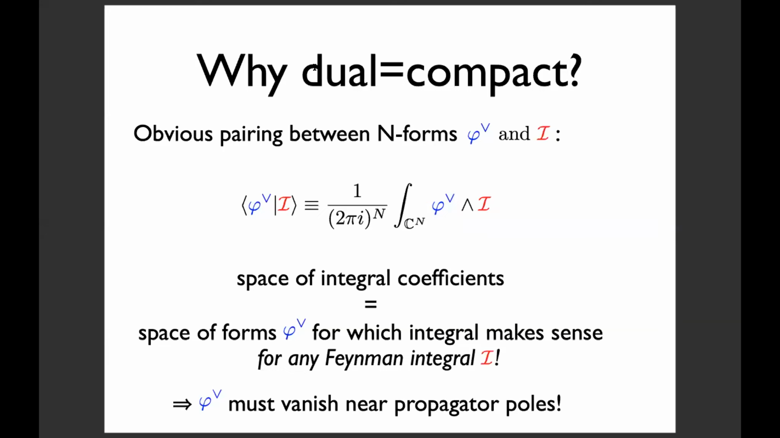So that's why, by requiring the forms to be compact support, we're basically requiring them to vanish in some neighborhood of the poles, and that makes it possible to integrate by part. And then this integral makes sense.